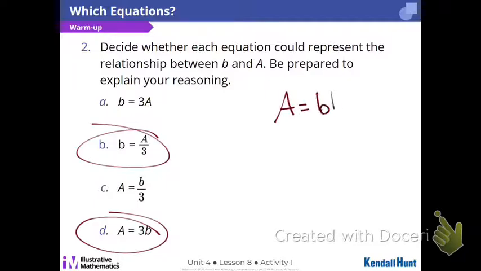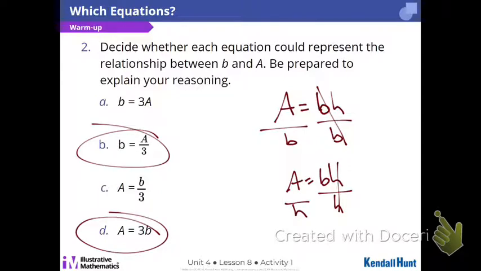Would you guys agree area equals base times height? So if I want to know the height, I could divide both sides by the base. And if I had area equals base times height, and I wanted to know the base, I could divide both sides by the height. From our lesson 6-7, we can make equivalent equations by doing the same thing to both sides. So we have equivalent equations here, different applications depending on different needs.